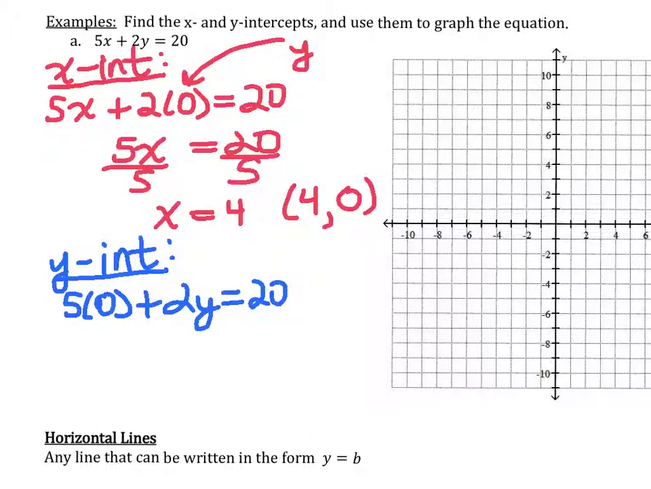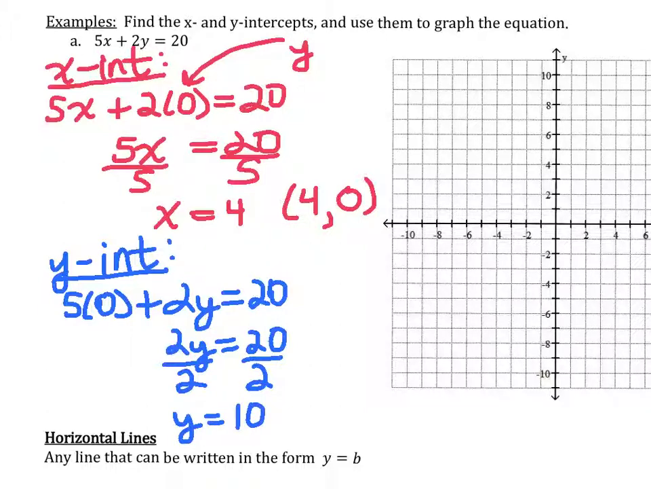Well, of course, 5 times 0 is just 0, so I get 2y equals 20. And if I divide both sides by 2, I can isolate the y. We get y equals 10. And so our x-coordinate, remember, we let x be 0 here. Right, so that's my x is 0, and my y-coordinate is 10.